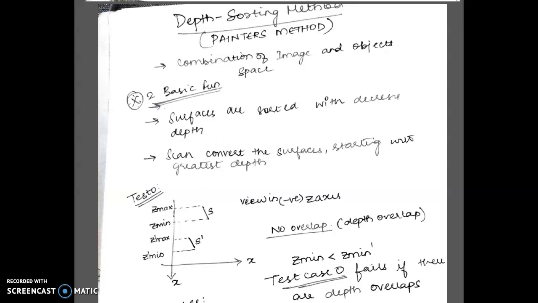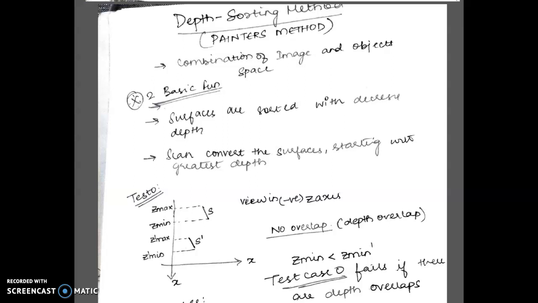So hello everyone. In this lecture we'll be seeing about the depth sorting algorithm. Another name for the depth sorting algorithm is the painter's method algorithm. This painter's algorithm is a combination of both image space and object space.